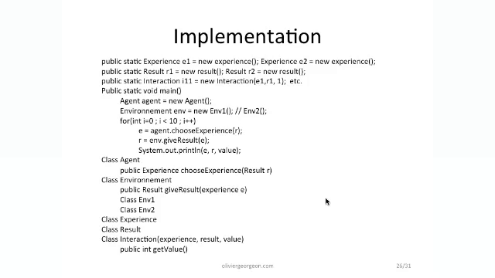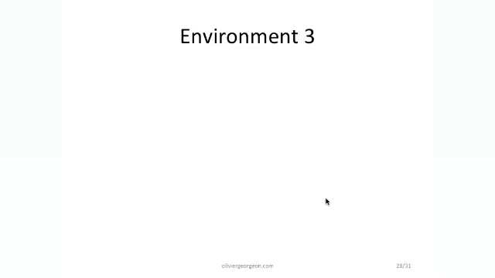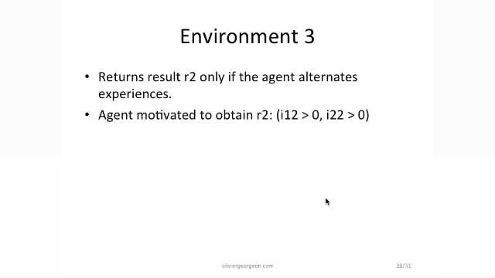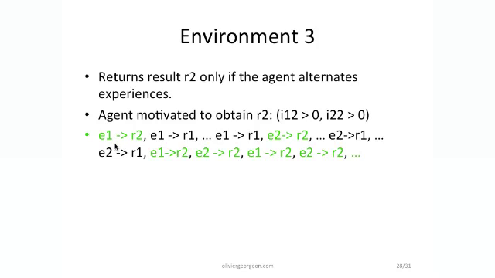So here is the algorithm. I explained it last week. Now the environment will return result R2 only if the agent alternates experiences. So we'll design an agent that is motivated to obtain R2. So I1,2 and I2,2 will be positive. So we have an agent that wants result R2, and it has to learn that it has to alternate.